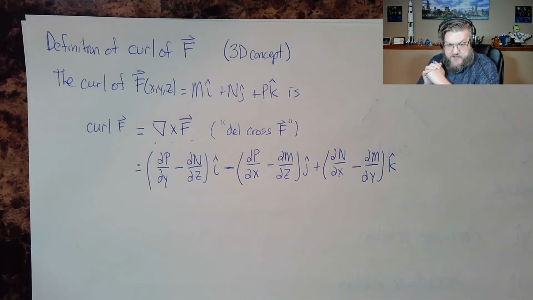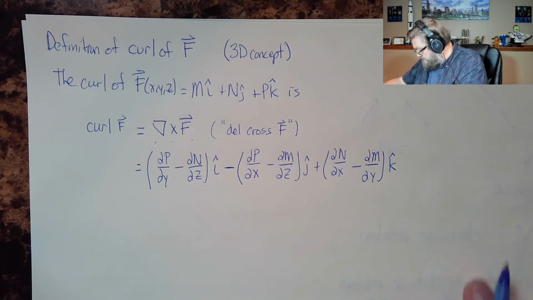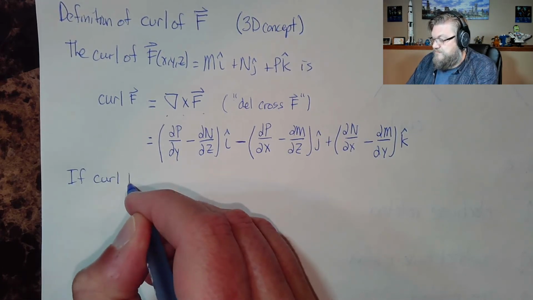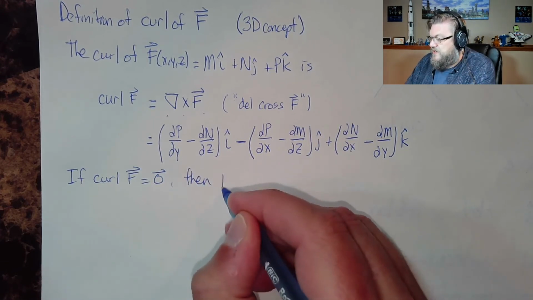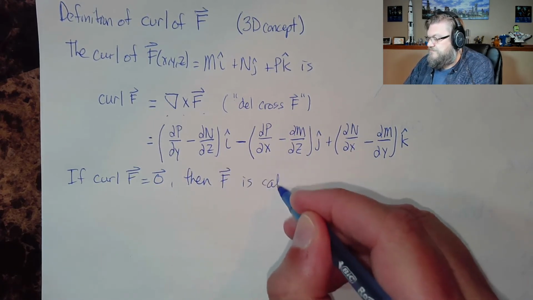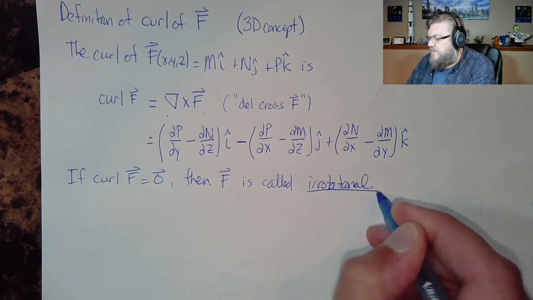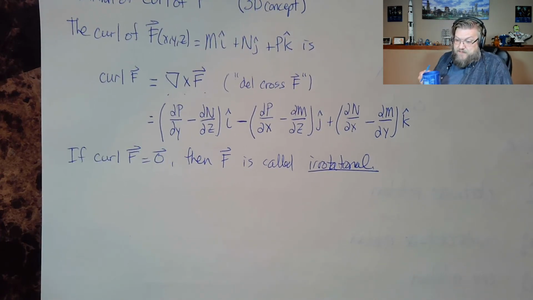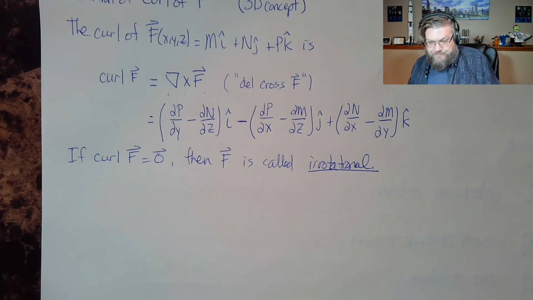So let me finish out this definition, then we'll do the example. Find the curl of the three examples we had earlier, right? Okay, so if the curl of F is the zero vector, then F is called irrotational. Irrotational. So in some sense, there's no rotation change in that field. Okay. Like I said, this looks scary, but I promise you it's not bad.